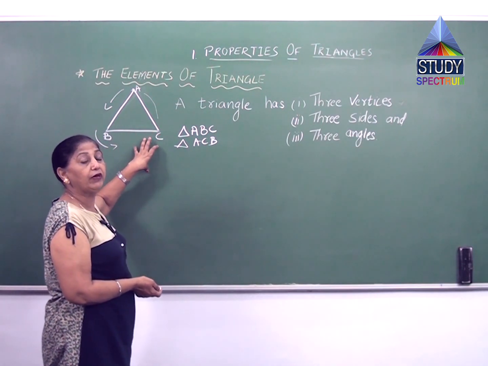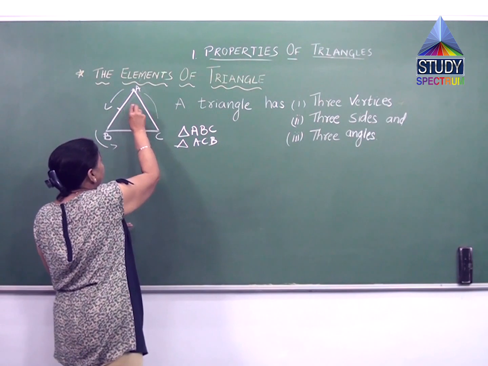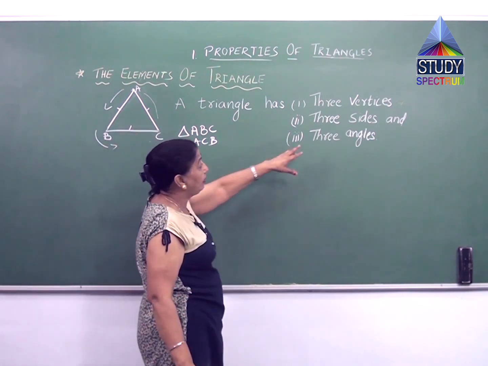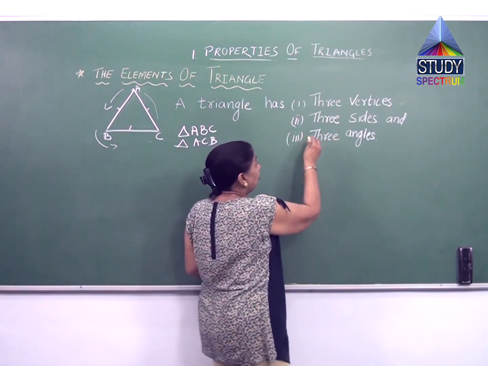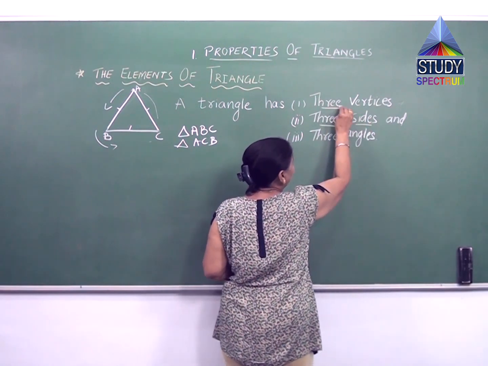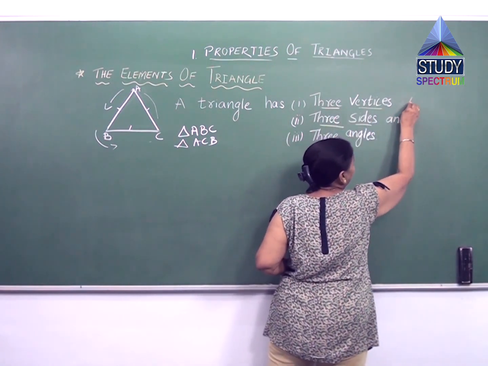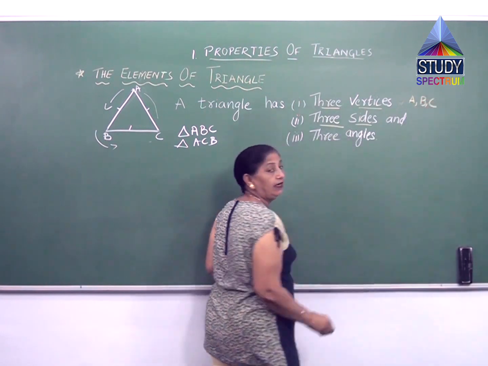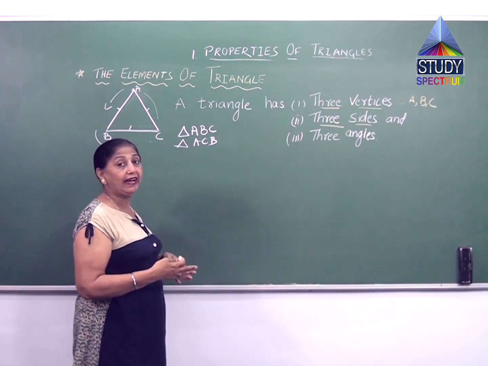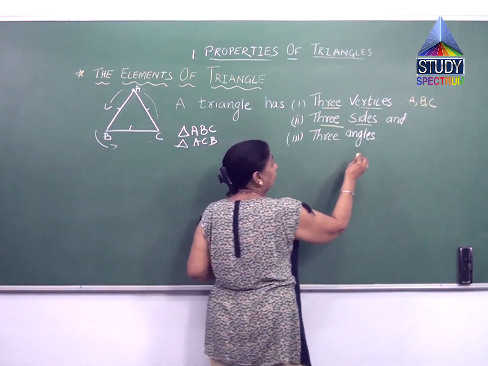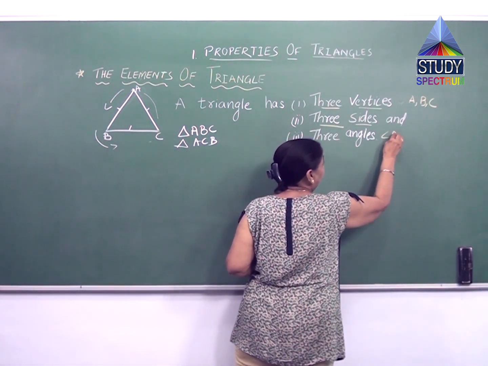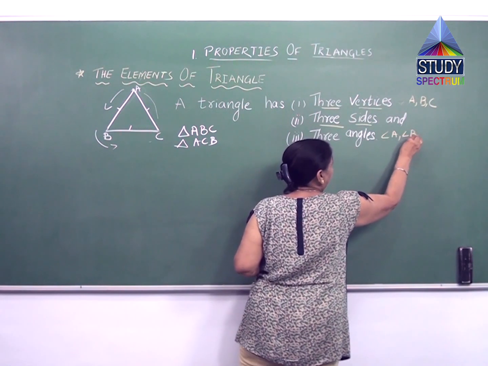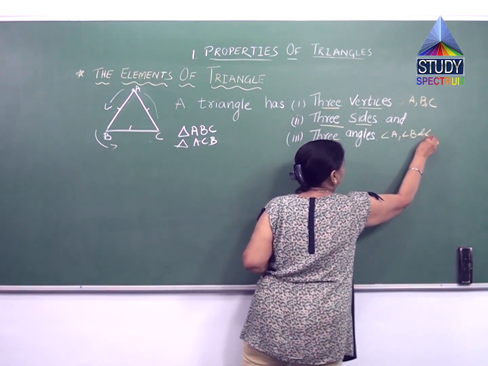Now this is a triangle. This is a polygon, a figure with 3 sides. How many sides are there? 3 sides are there. And how many vertices? Vertices are the points, that is vertex A, B and C. Now it also has 3 angles. Which are the angles? Angles are angle A, angle B and angle C.